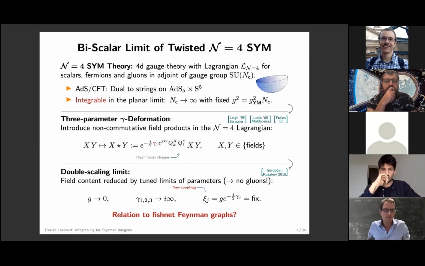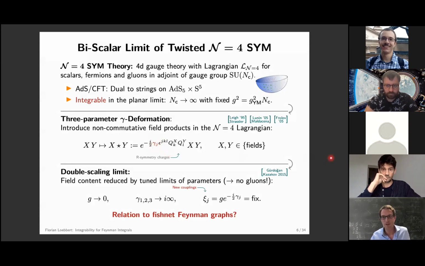If we start with N=4 Super-Yang-Mills theory, of which we know that it has many nice properties, it's dual to AdS5 times S5 string theory. It's believed to be integrable in the planar limit. And in addition to the two parameters, the coupling constant and the number of colors, we can introduce 3 additional parameters, namely these gamma deformation parameters.